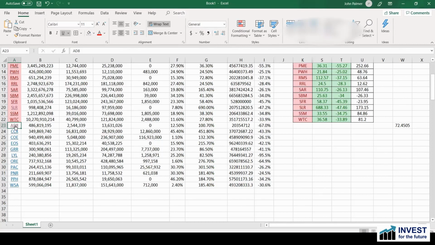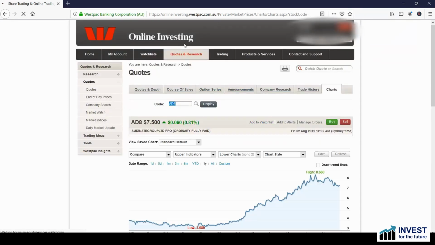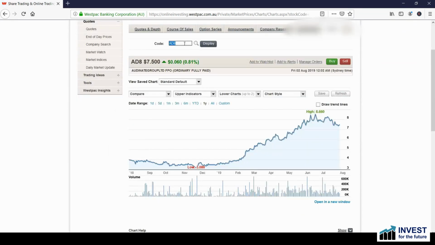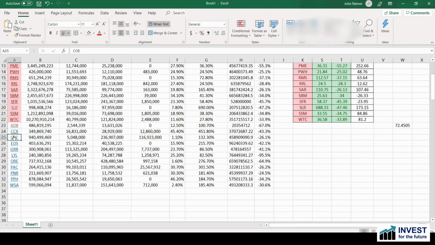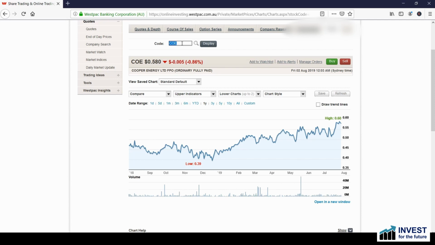Let's have a look at what this one's done. AD8. Does that do any good? Well, my goodness. It's gone from $4 up to $7. Certainly would not have complained about having that in your portfolio. Let's try Cooper Energy, COE. Has it done any good? Well, it's okay, it's positive.